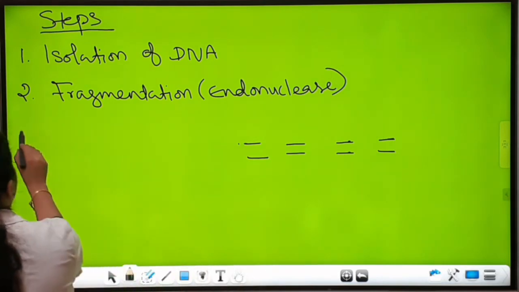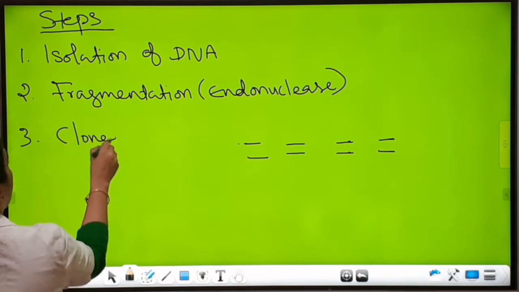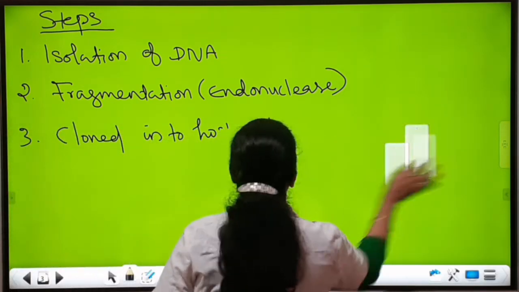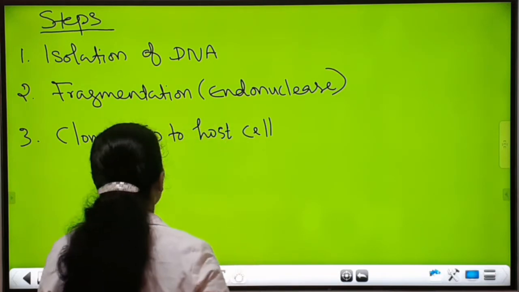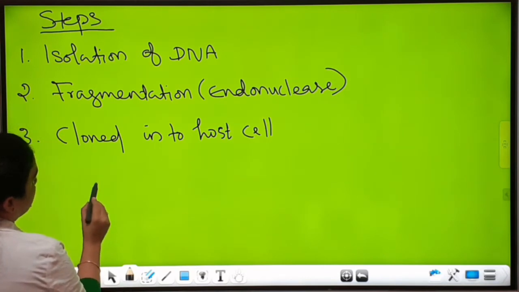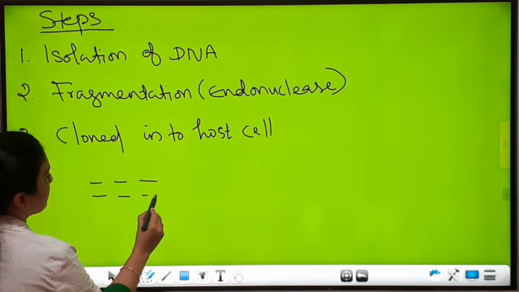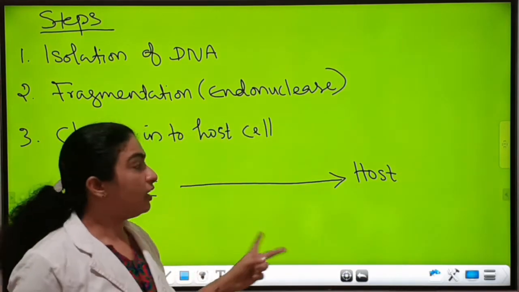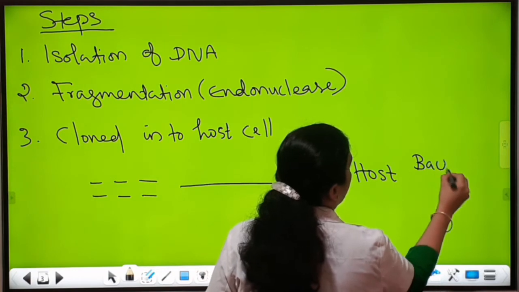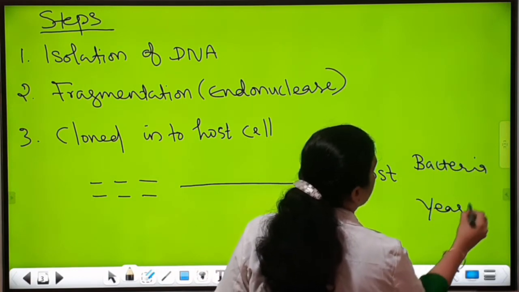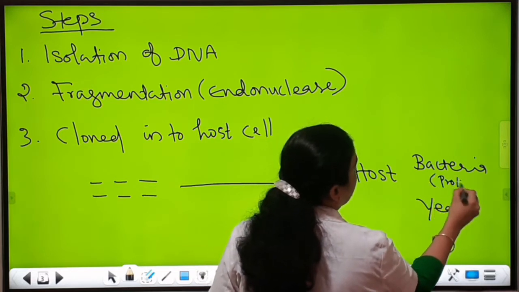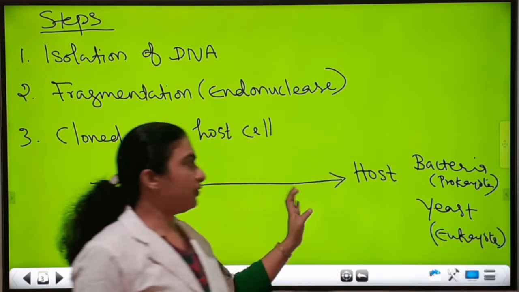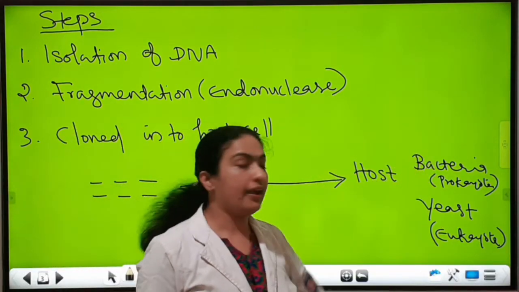Then the third step is introducing or cloning these fragments into a host cell. Okay, I'll show you how it happens. So here, cloning means introduction of these fragments into a host cell. They were using two host cells, that is bacteria and yeast. Bacteria are prokaryotes and yeast is a eukaryote, that you know. So they were using two types of host, bacteria and yeast.